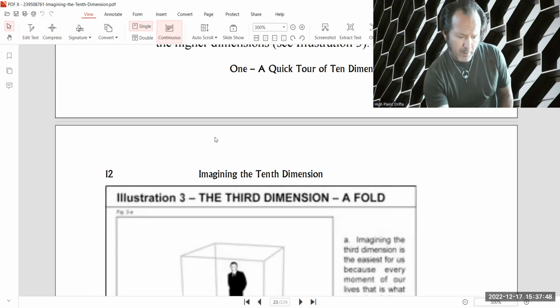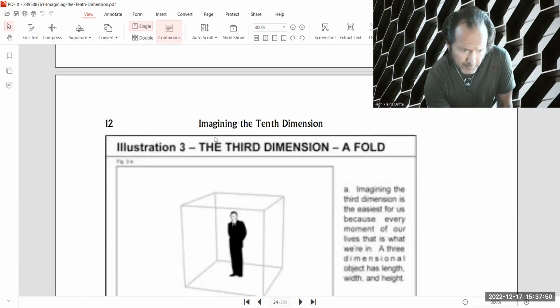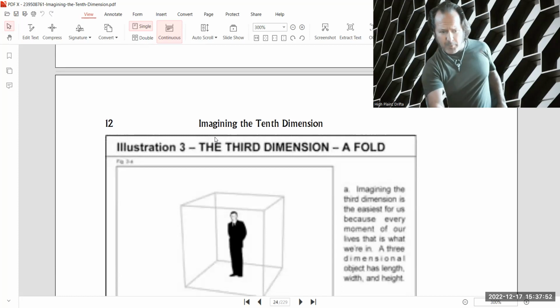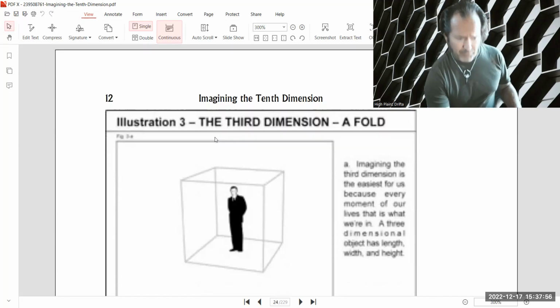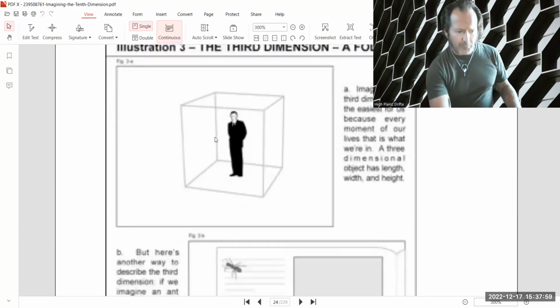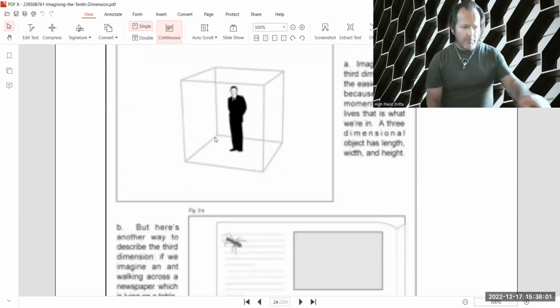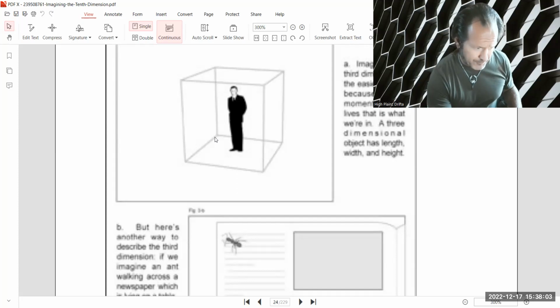All right. So imagining the third dimension is the easiest for us because every moment of our lives, that is what we are in. A three-dimensional object has length, width, and height. So that's our reality based on our five senses. But there's another way to describe the third dimension.